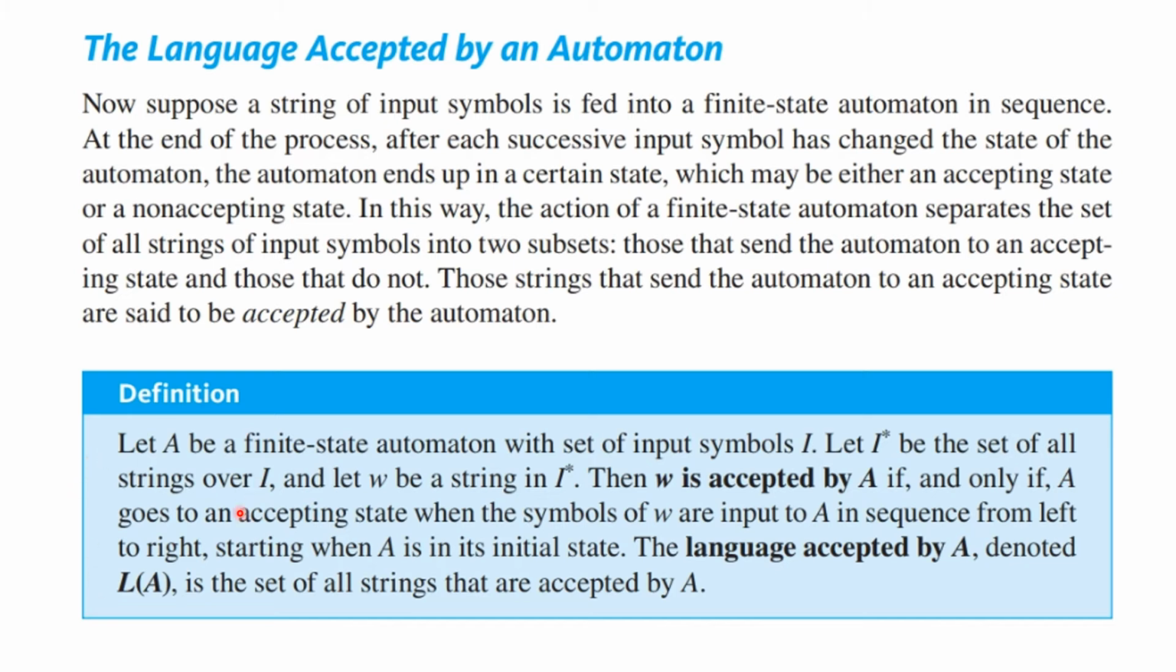So let A be a finite state automaton with a set of input symbols I. I star is the set of all strings over I, and W is a string in I star. W is accepted by A if and only if A goes to an accepting state when the input signals are input into A in the sequence from left to right, starting when A is in its initial state. The language accepted by A, L of A, is the set of all strings that are accepted by A. Again, a critical function in a compiler.